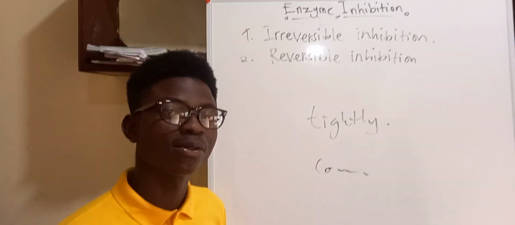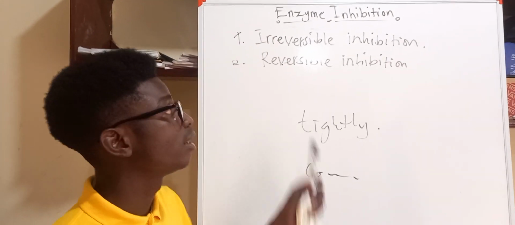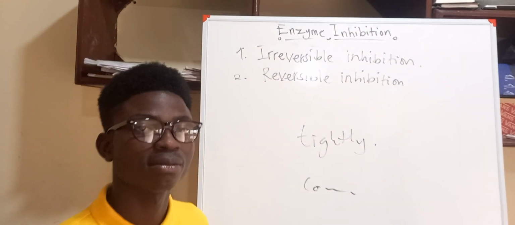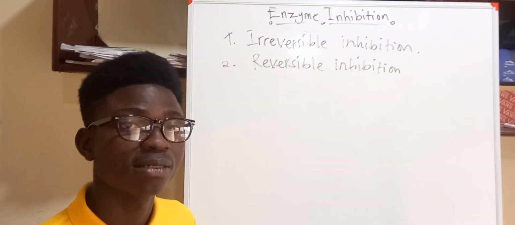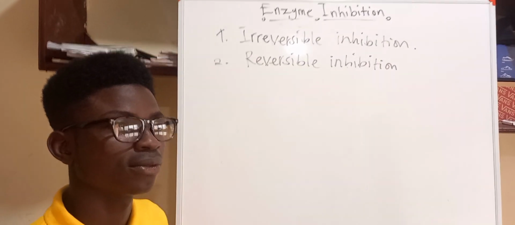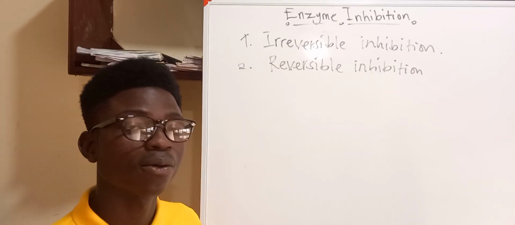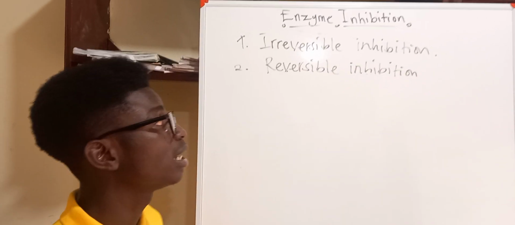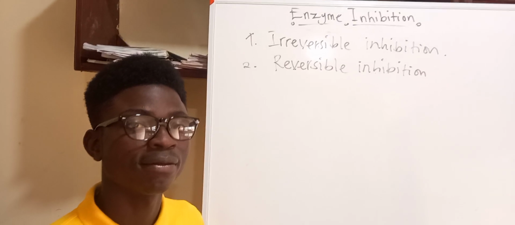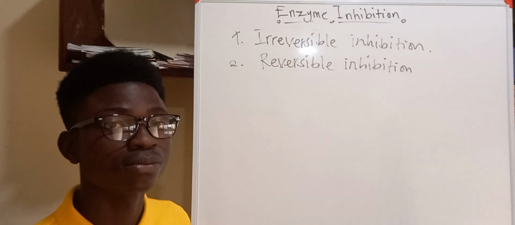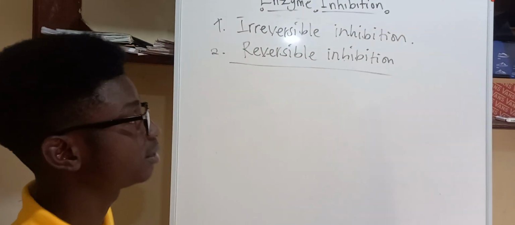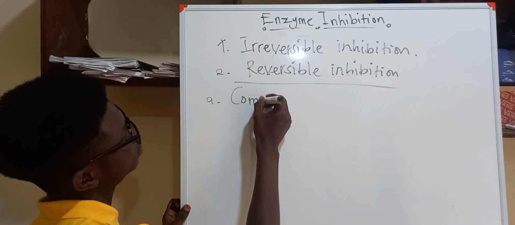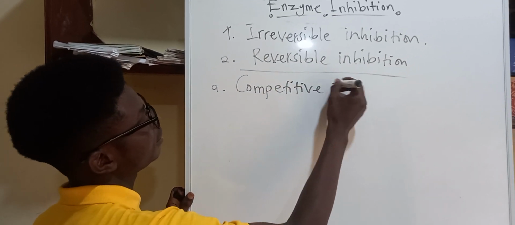We have types of irreversible inhibition, but today's content will focus on reversible inhibition and the types under it. Okay, so let's focus on reversible inhibition. Reversible inhibition is actually the opposite of irreversible inhibition. As the name implies, after binding to form the complex, you can subject them to certain conditions to dissociate the complex that was formed after the binding. Now, under the reversible inhibition, we have three types. The first one we'll be looking at is the competitive inhibition.